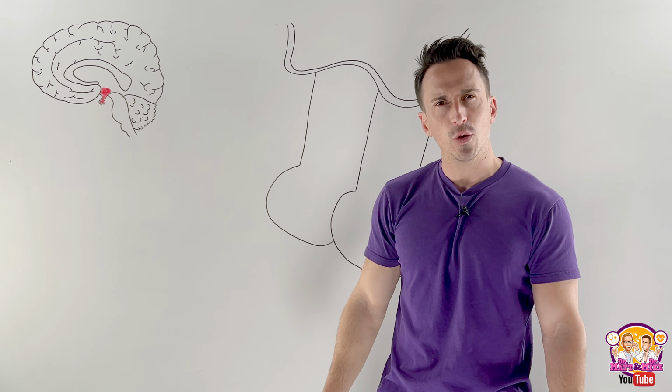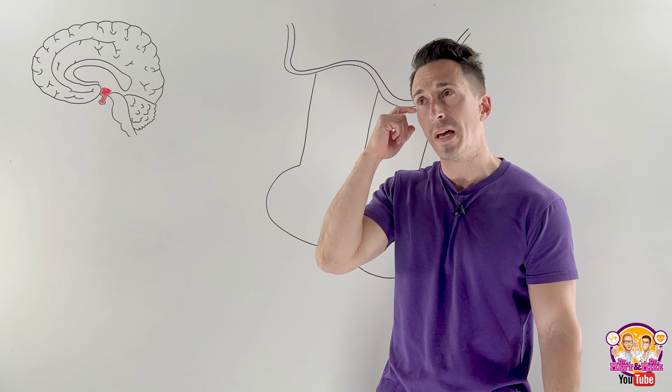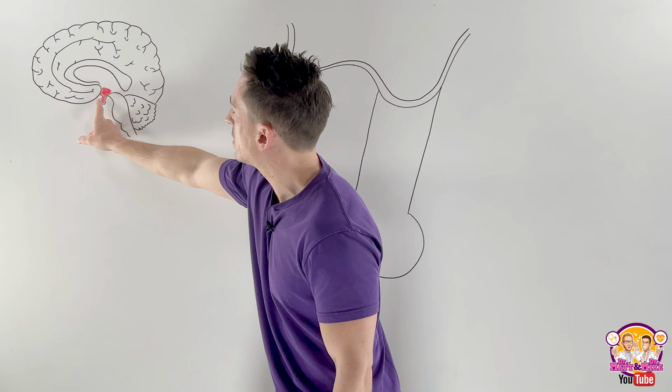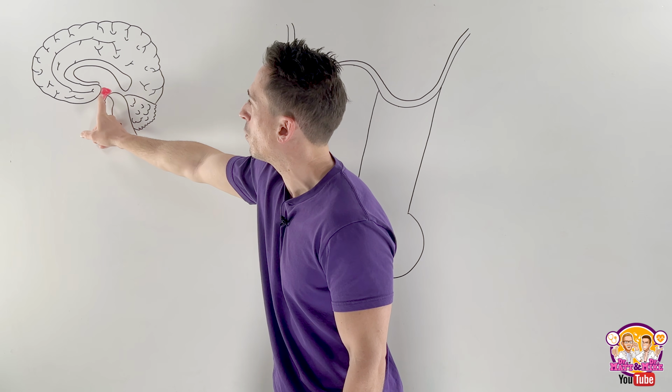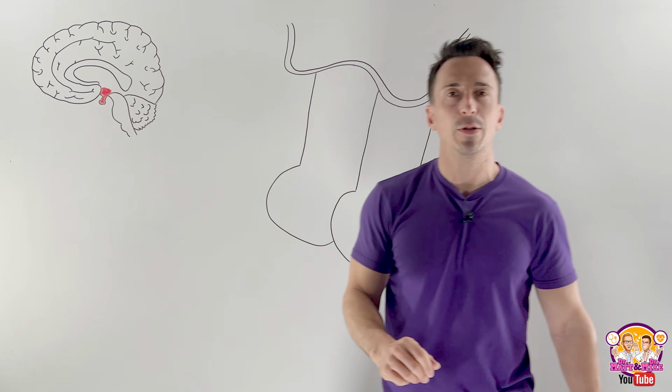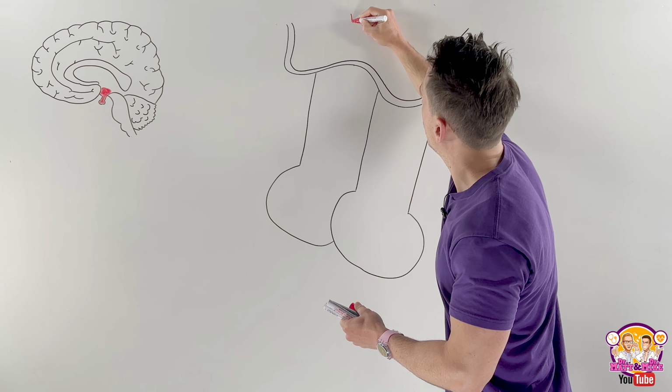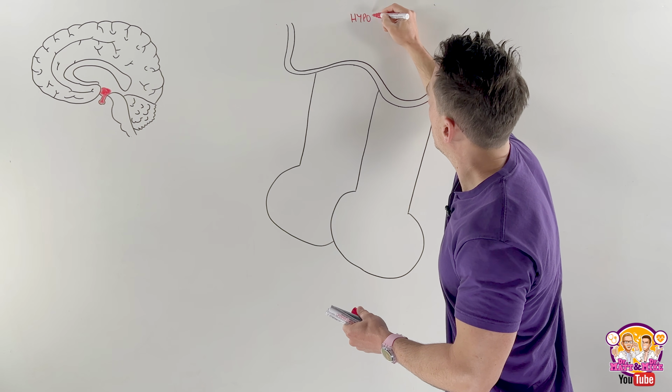Now, is that a sagittal view? Is that a coronal view? Different topic, but it's a mid-sagittal view, taking a look in, and there you can see deep and inferior to the brain, we've got the hypothalamus and the pituitary gland. So let's just label it up here. We've got the hypothalamus up here.